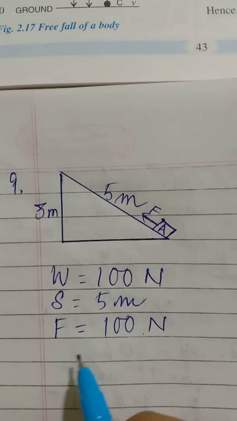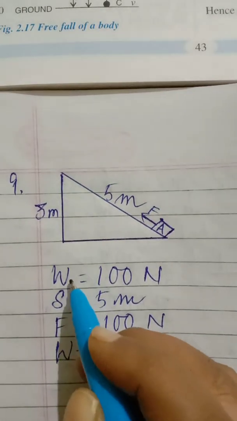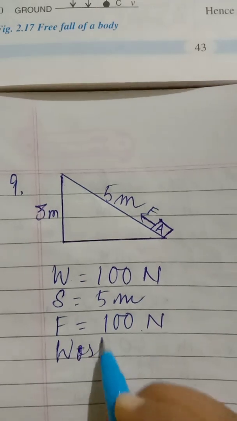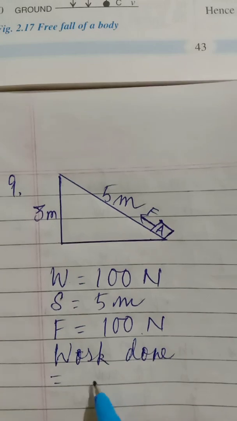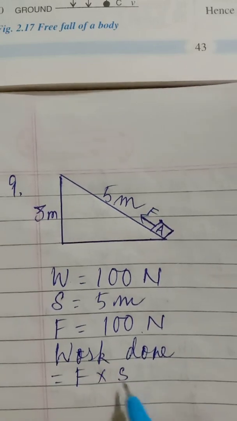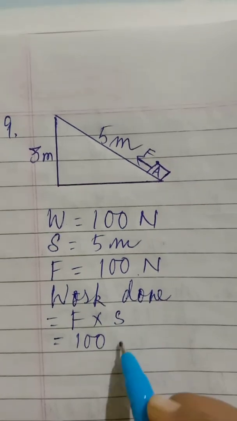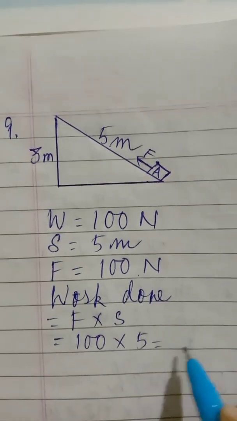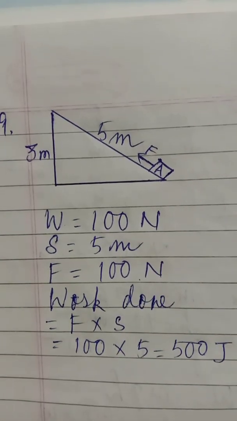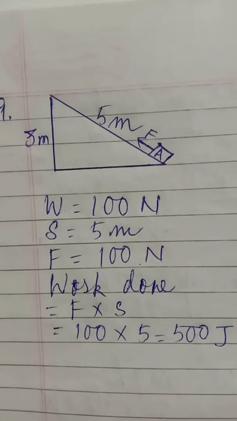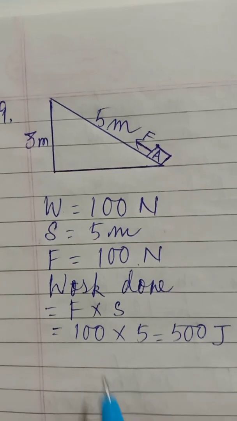along the slope. So here the formula of work done is work done equals force into displacement. Force is given as 100 and displacement is 5, so it's 500 joule. The second part is: what is the increase in potential energy of the block A.